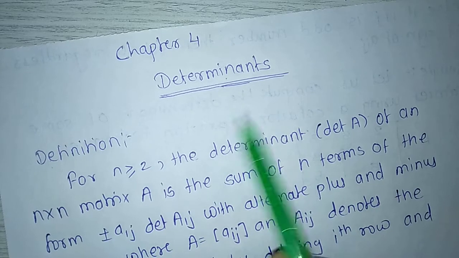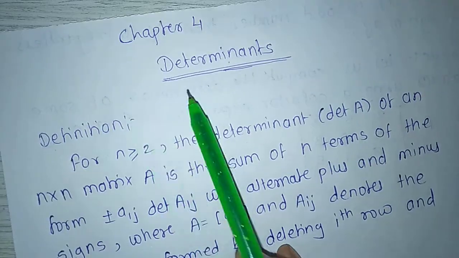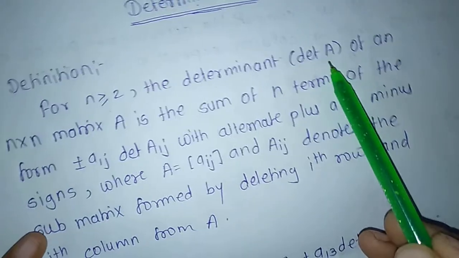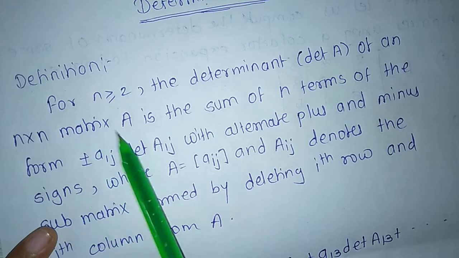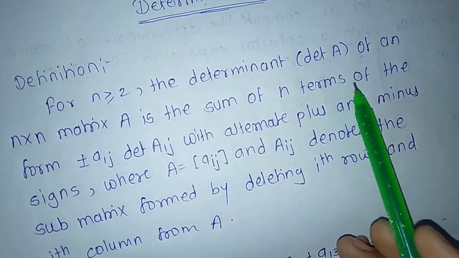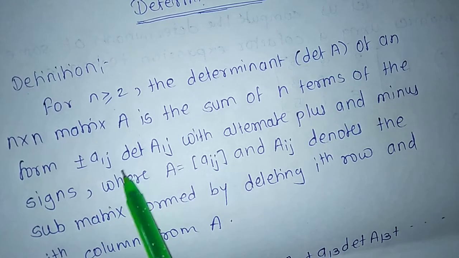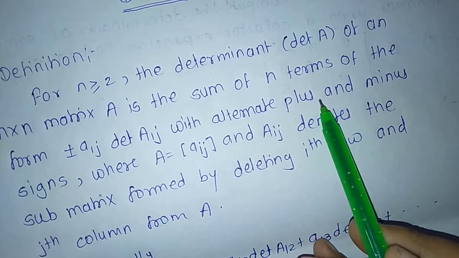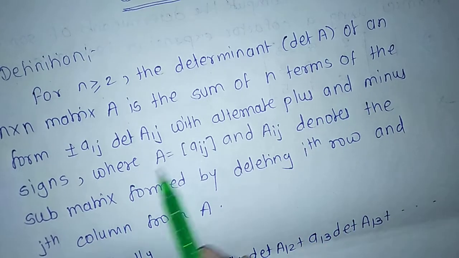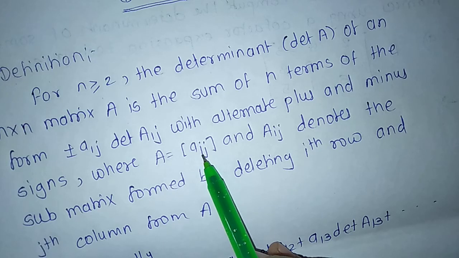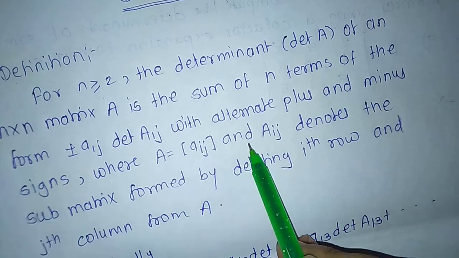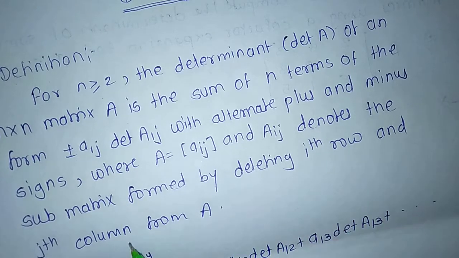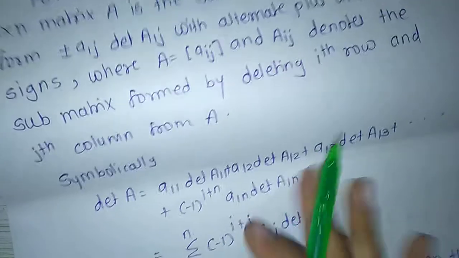Hello students. Next chapter, determinants. Definition: for n greater than or equal to 2, the determinant of an n-by-n matrix A is the sum of n terms of the form plus or minus Aij into determinant of Aij with alternate plus and minus signs, where A is the matrix with entry Aij and Aij denotes the submatrix formed by deleting the ith row and jth column from A.